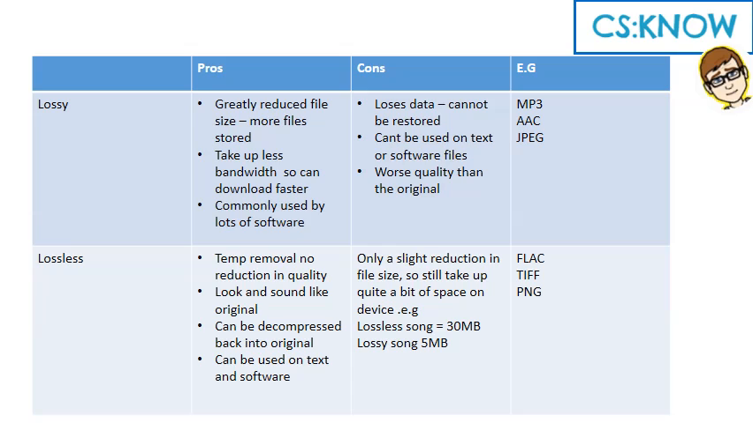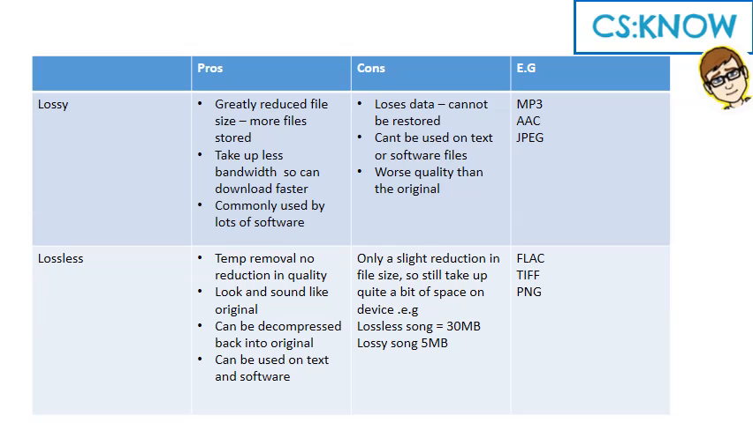Lossless is only temporary, so no actual quality is lost, and they look and sound exactly the same as the original. They can be decompressed back to the original and can be used on text and software. So in a situation where we've only got software to compress, in a GCSE question, it might be like, what sort of compression method would you use for software? Well, lossless is our only option, but why?